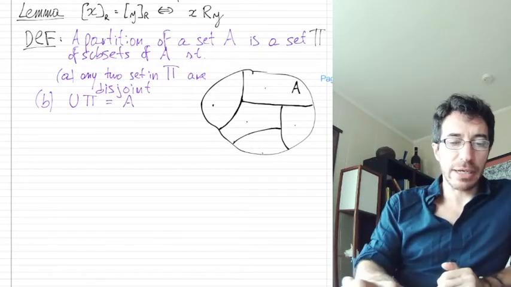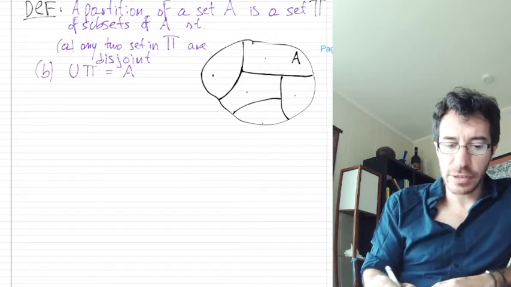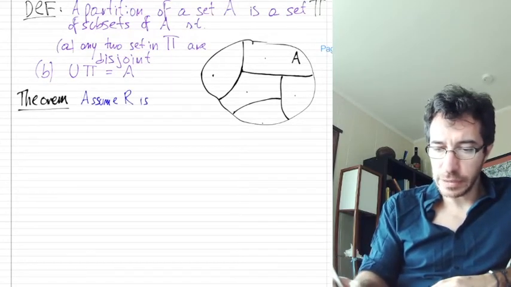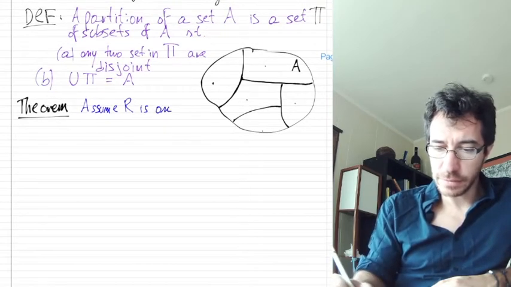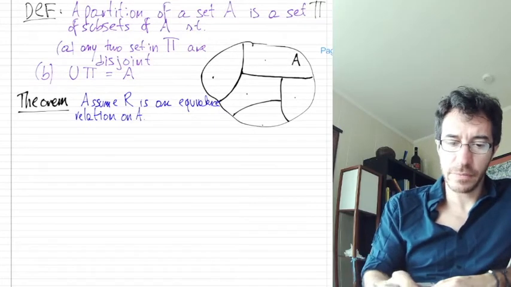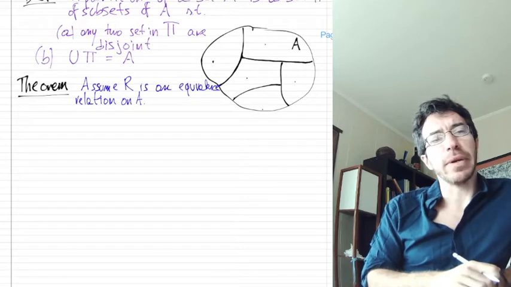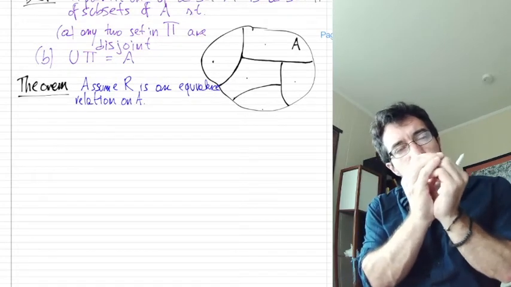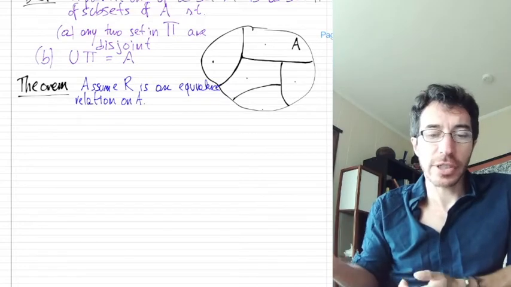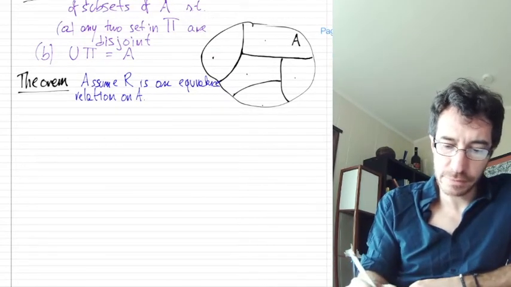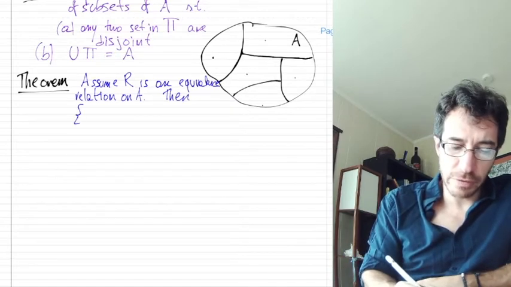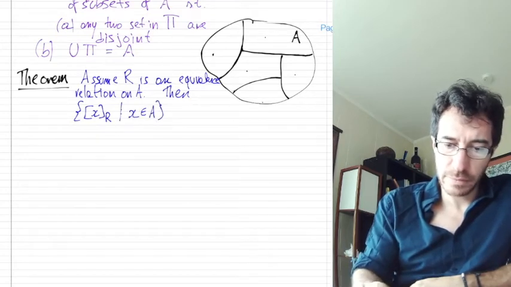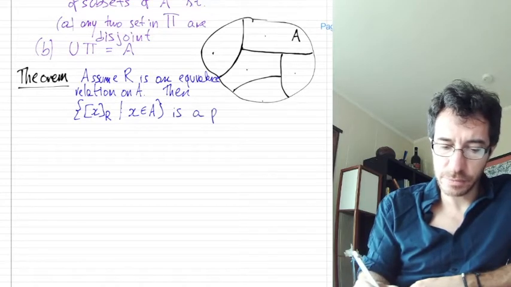And that pretty much looks like a bunch of equivalence classes, right? So assume R is an equivalence relation on a set A. How do we build from an equivalence relation the associated partition? We want to put all the elements that are equivalent inside a single subset of the partition and separate all the equivalence classes. So that's exactly what we want: a set of all the equivalence classes. Then the set of all equivalence classes for x that belongs to A is a partition of A.